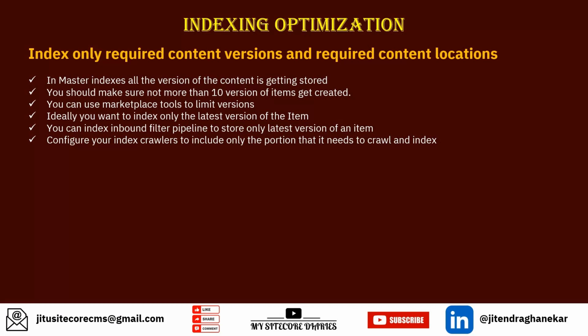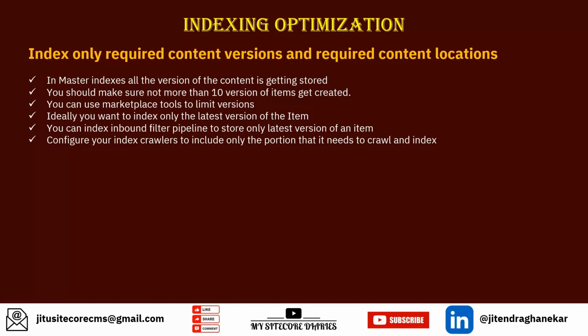So there are two parts. One is the content version. If you create a number of versions, there might be a lot of named versions created. You may not want all those named versions in the search. You might want only the latest version, or you can have the last one or two versions, depending on your logic. Maybe in most cases you will only need the latest version. So make sure you are indexing only the required versions, and the second part is the location. You may not require all the content tree to be indexed. There might be a specific location which you would like to index, so you configure that one.